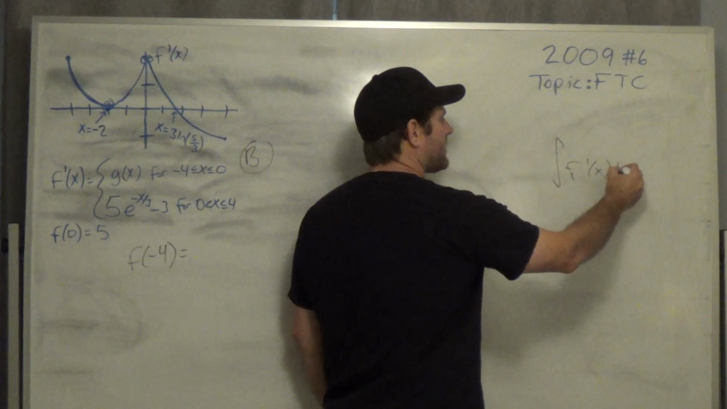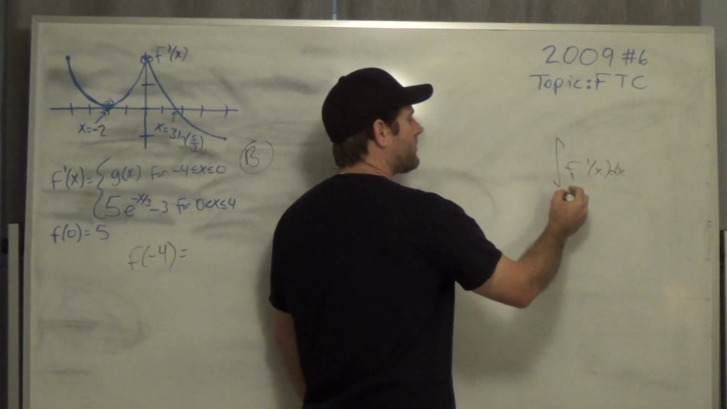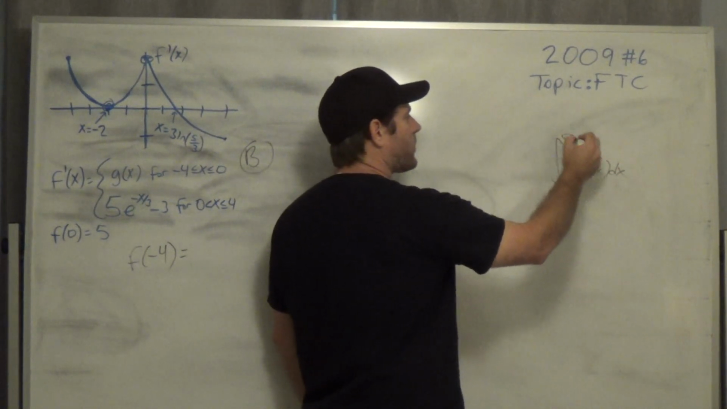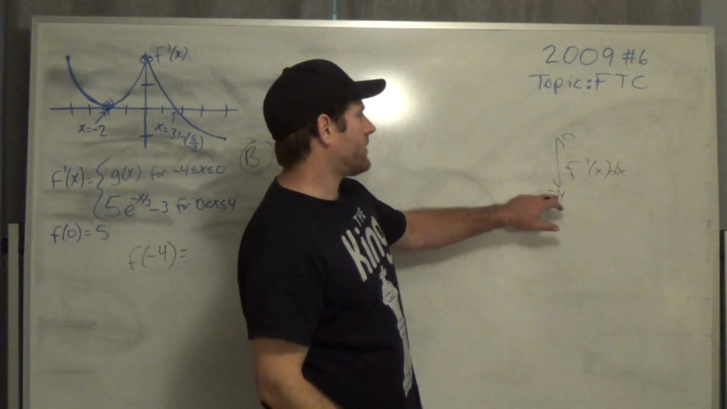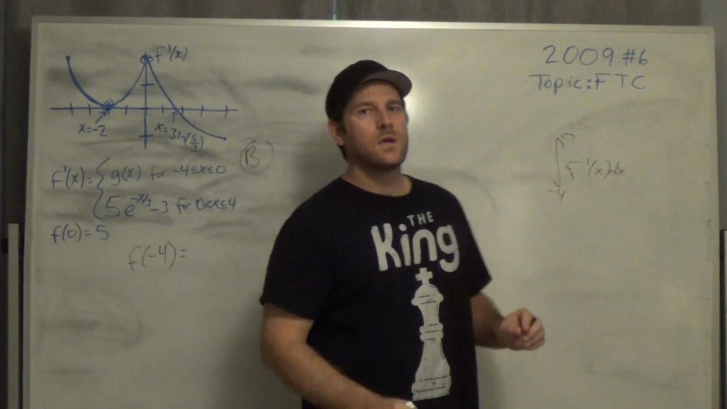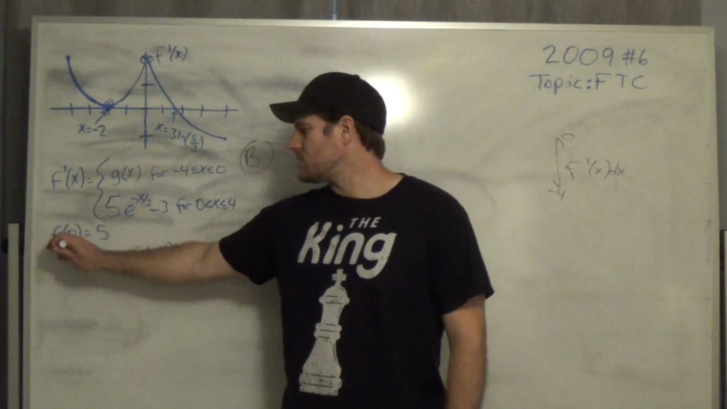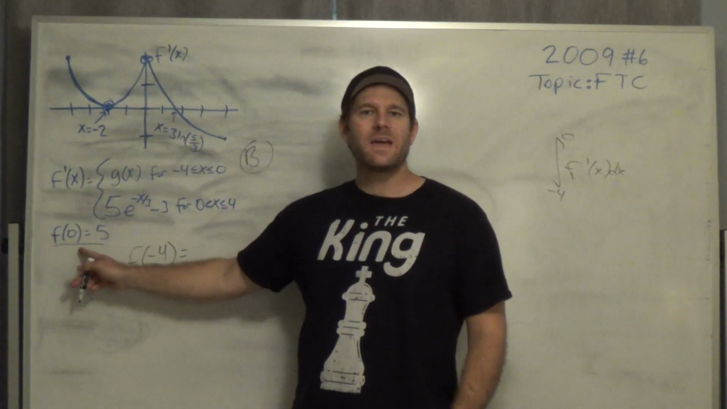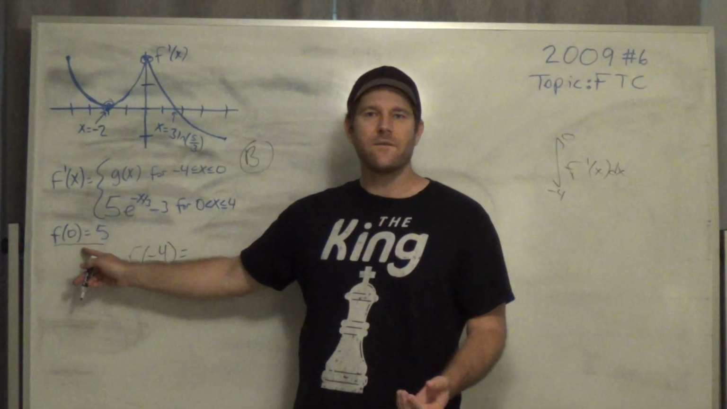If I found the area of f prime x from -4 to 0. Now, why am I specifically going from -4 to 0? You'll see in a second, but because we need to utilize this. This is my starting point. F of 0 is 5.